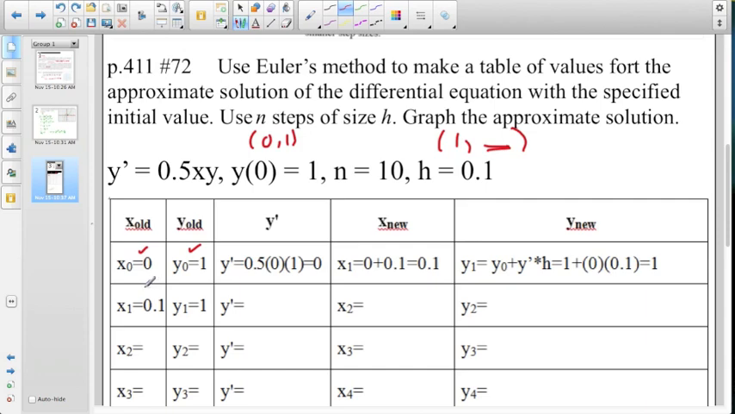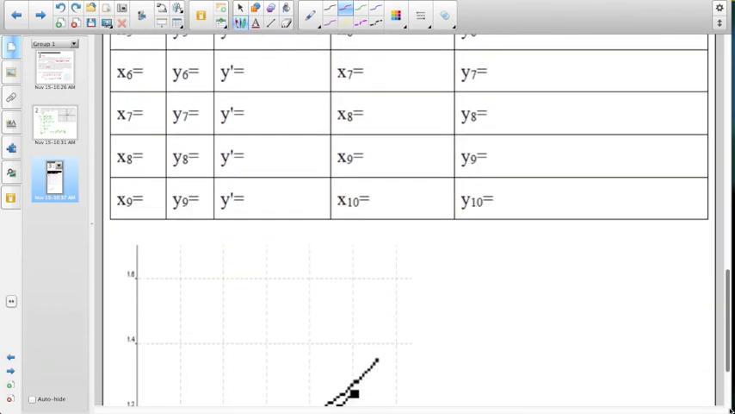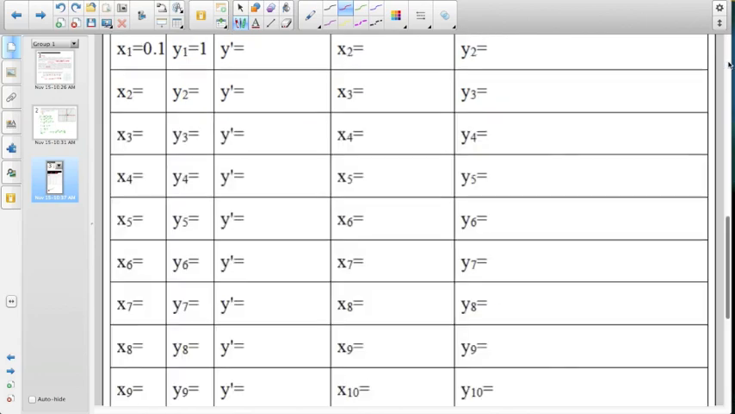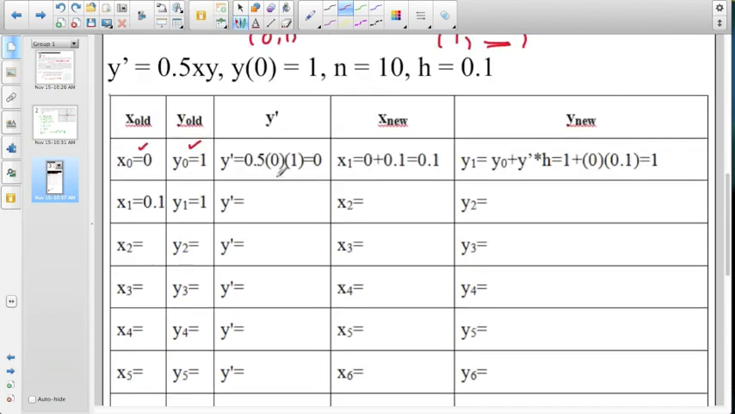If you can picture it, and the picture is down below here, we started at 0 and had a slope of 0, so we moved over to 0.1. So there's our next point in Euler's method, and that point is 0.1, 1. Now we're going to use that set of points to determine our next slope, and then consequently our new value for y.